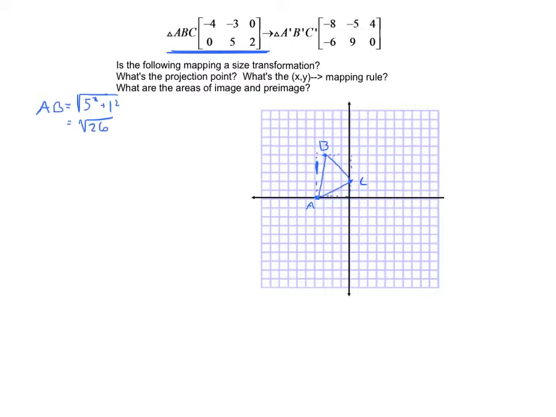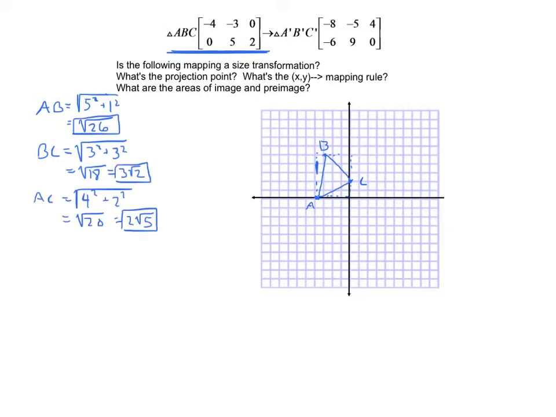For AB, I'm going up 5 over 1, so that's a distance of root 26. BC is 3 by 3, will eventually become 3 square roots of 2. And this last one is going over 4 up to root 20, which eventually becomes 2 root 5. Okay, now I'm going to draw that; that is the pre-image.